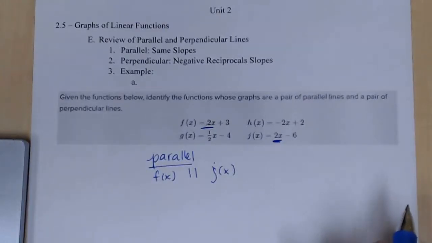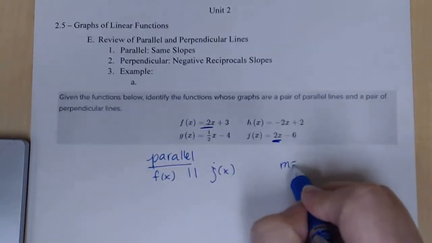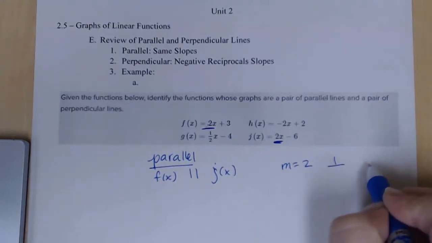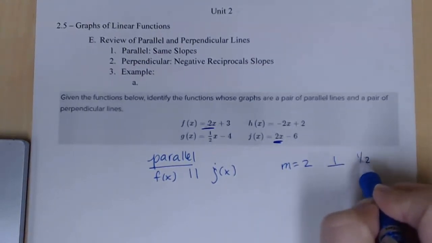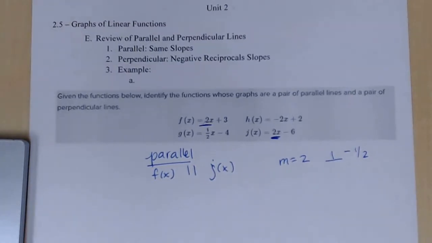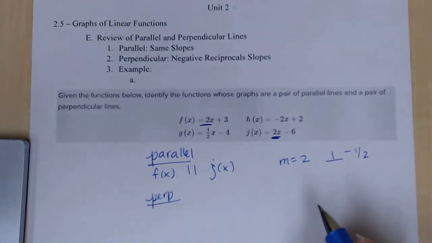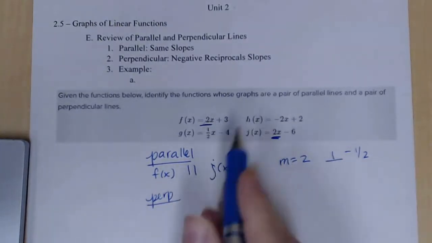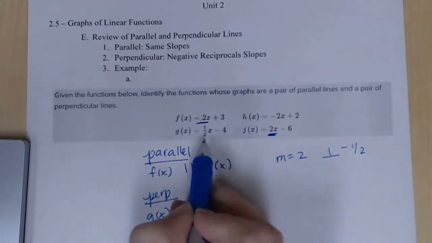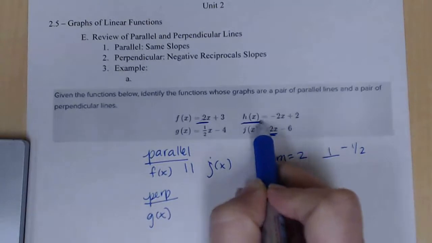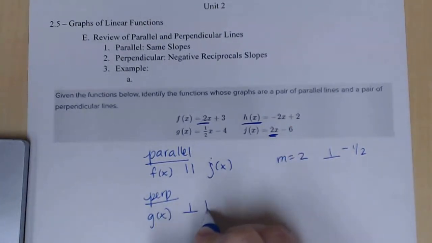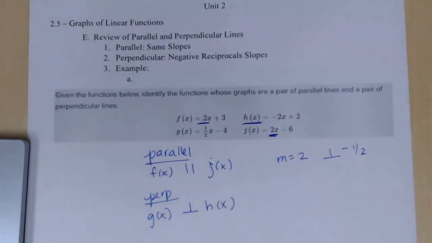Now, in order to find what it's perpendicular to, I have to go, okay, well, that has a slope of 2. So what would be perpendicular to that? That would be flip it, 1/2, and change the sign. So I'm looking for 1/2s and 2s with opposite signs. Where are they perpendicular? Well, I'm going to have to use that 1/2, so g of x. If I flip it, that becomes 2. Change the sign, it becomes negative. So I'm looking at h of x. So g of x would be perpendicular to h of x. So it's just going further into what we already know about parallel and perpendicular.